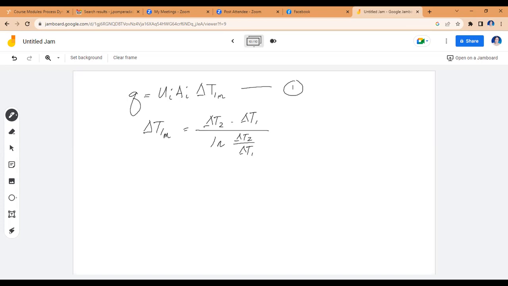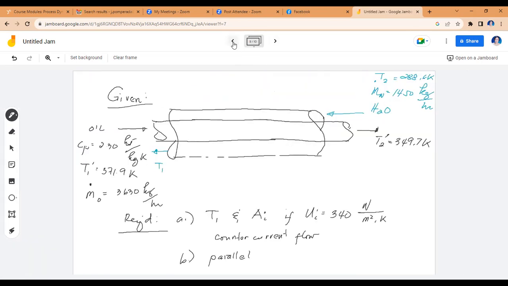Now, we'll substitute. So if you recall, I'll go back to the document. Our delta T1 actually, class, is these temperatures here. Your delta T2 are these temperatures here, if it's countercurrent. Okay, I'd like to go back to the document so you will see it for yourself.